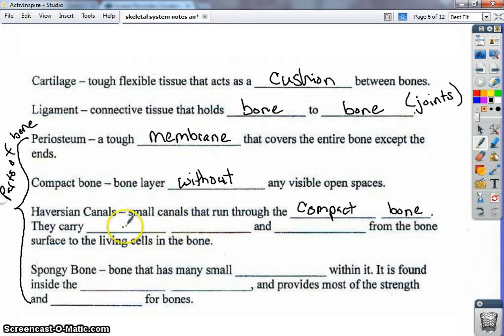Alright, and they're gonna carry minerals, blood cells.